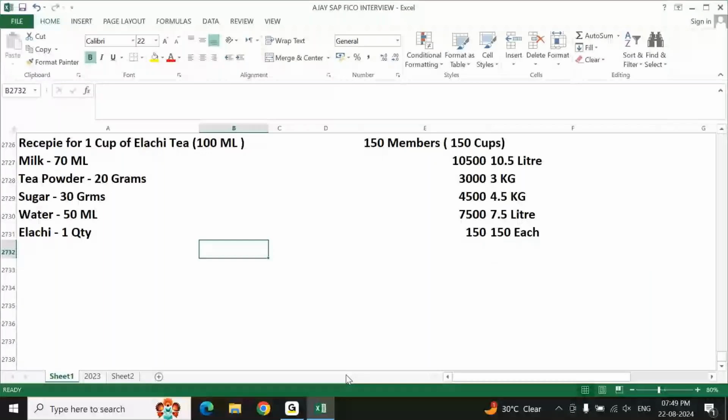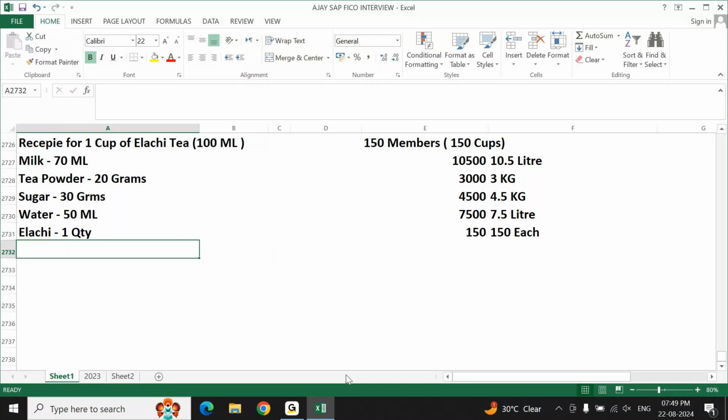Let's say per 10 cups I need 2 ilachi. It can be any way. Accordingly, you need to do multiplication or division to arrive at the proper quantity. Now, how did we arrive at it? Is this clear from here to here?